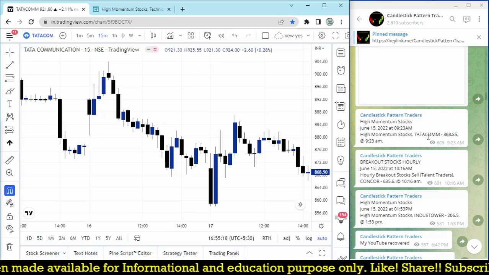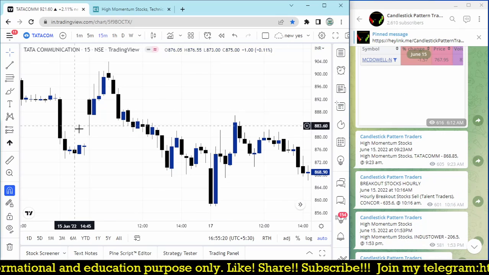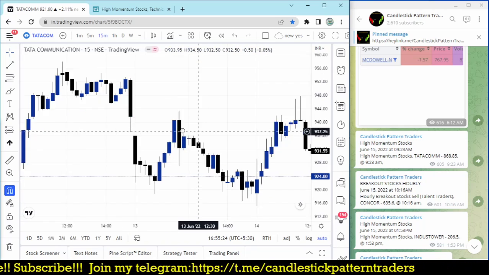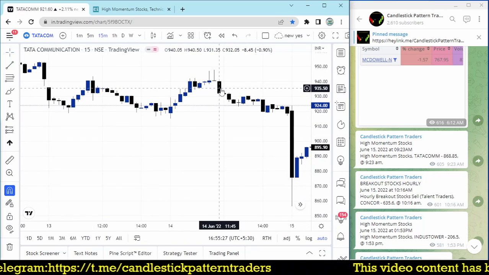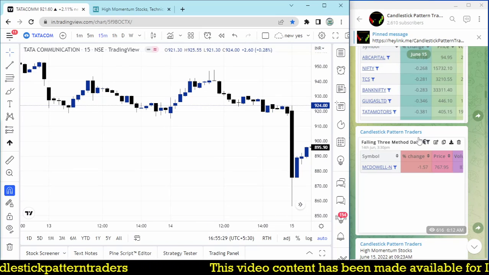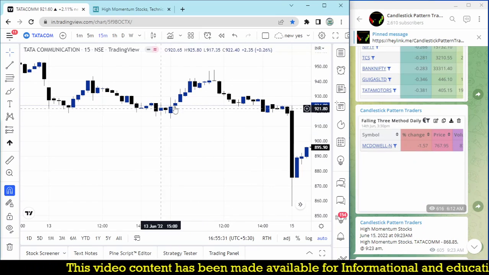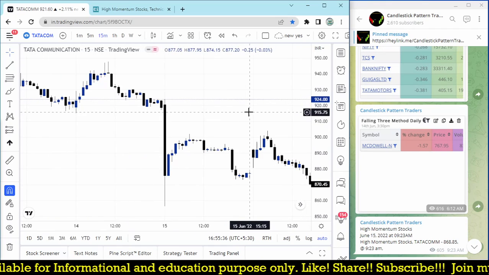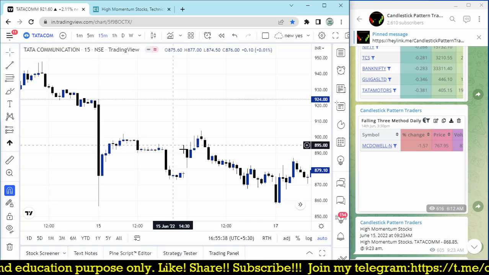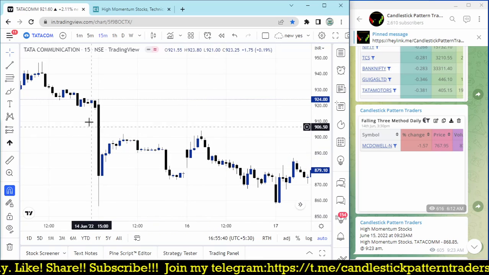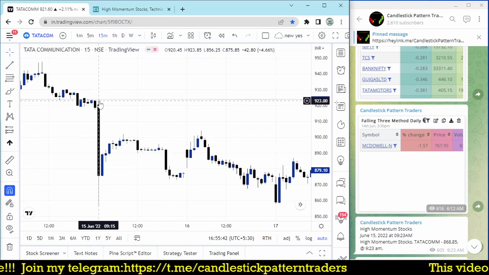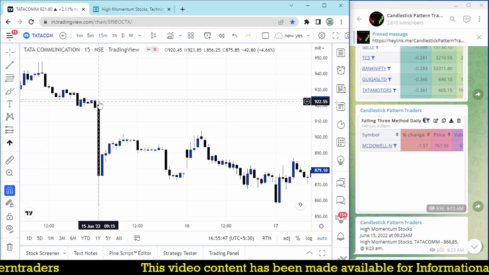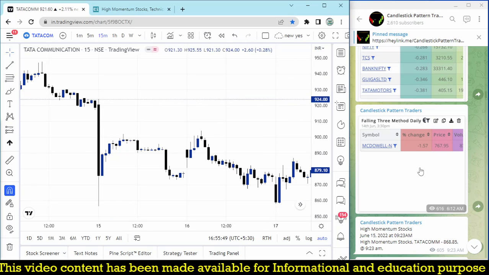Sorry, this is not the 16th. It is the 15th, June 15th. So let me go to June 15th. Just check it out: June 14th, 15th. Can you see June 15th? There is a big down move in this stock. There is the biggest gap down. So if I plan a trade on June 15th around 9:15, the signal was generated around 9:23.